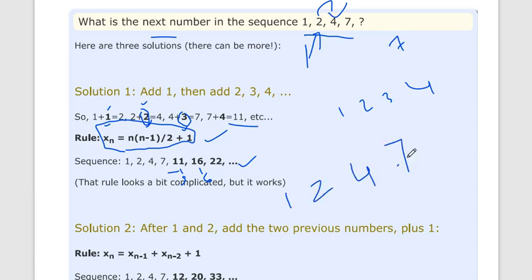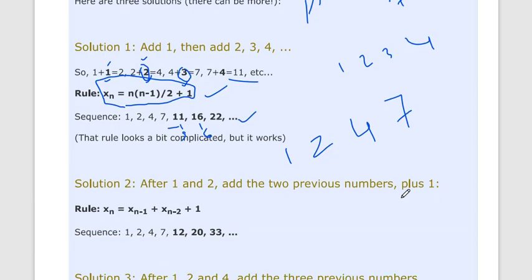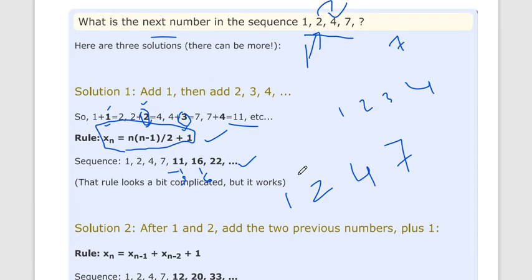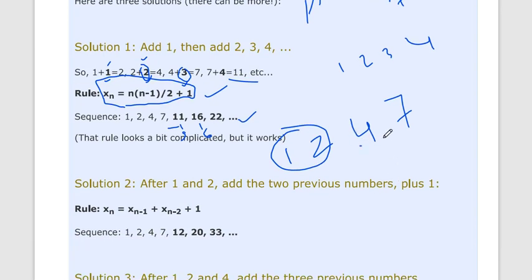Sequence is 1 2 4 7. Okay, first of all ignore the first two terms. Like the Fibonacci series, we add the first two terms plus 1. Okay, then we can get the third term.